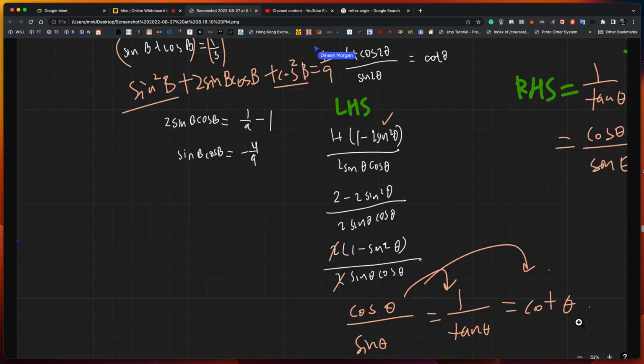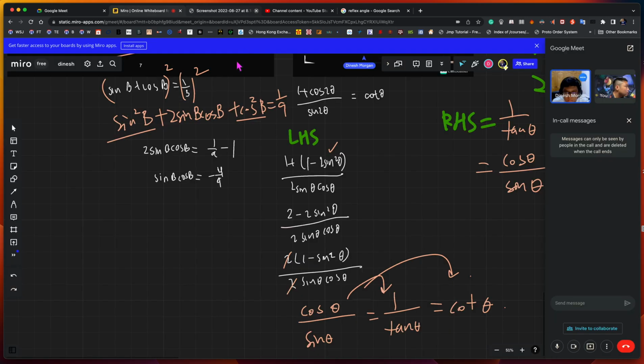Let me see. Then I need cosecant b plus secant b.